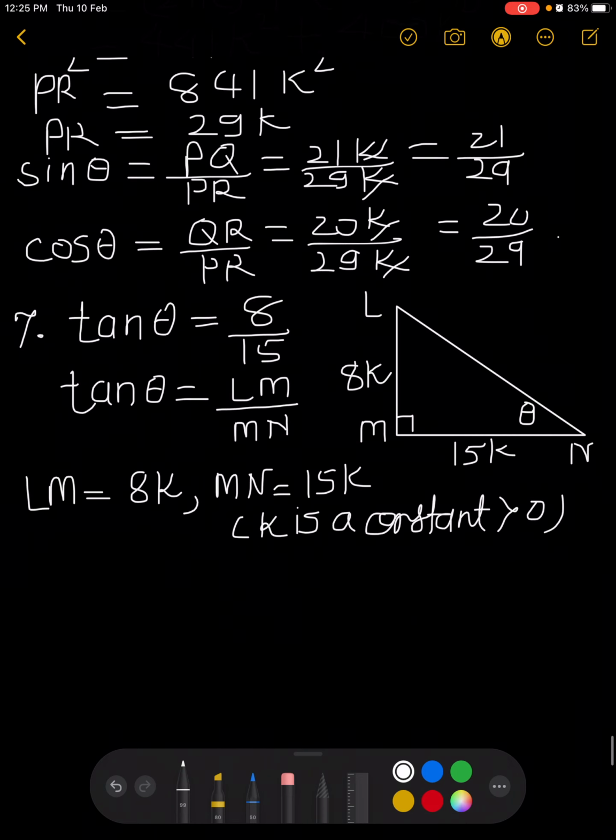Let us apply Pythagoras theorem. In triangle LMN, angle M has measure 90 degrees.